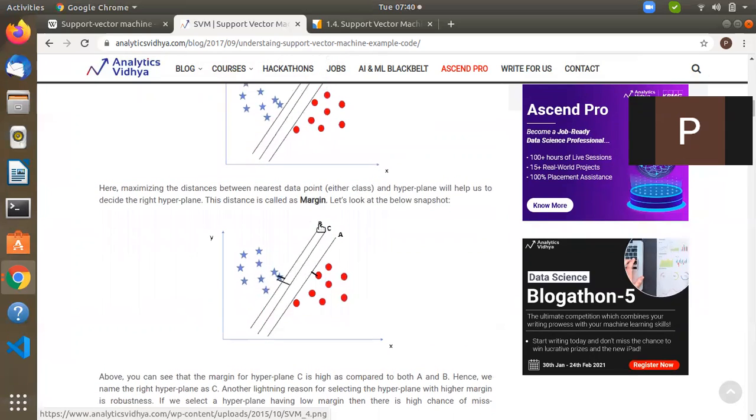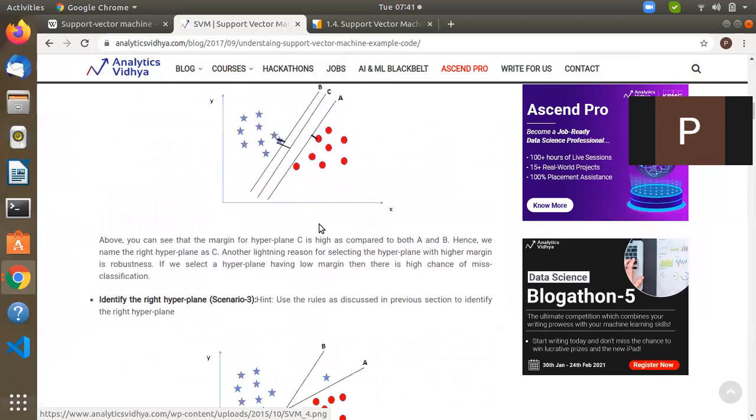And one more thing, there are some parameters I have to explain. There are some parameters we want to know in this support vector machine: support vectors, hyperplanes, marginal distance, and linearly separable and non-linearly separable values.